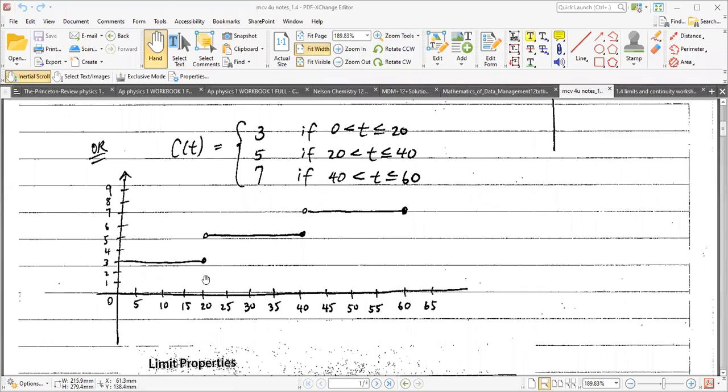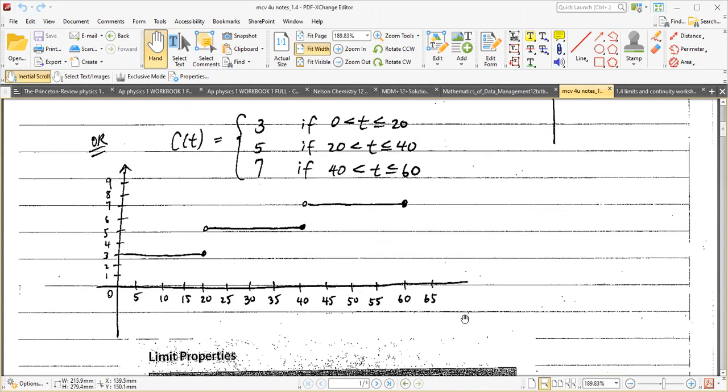Now, as you see, let's say I want to find the limit at 20 from the right. The limit of the function from the right of 20 is equal to 5. So you can see that for t greater than 20 it is 5. And the limit from the left of 20 is 3. Therefore, the limit from right and left of 20 is not the same. Therefore, the limit at 20 does not exist. As you see, this is a jump discontinuity.